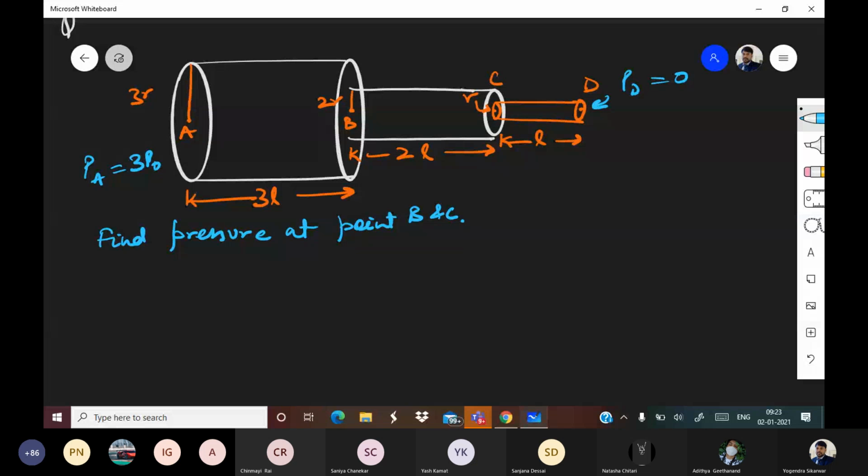Tanmay is still floating in money. Tanmay is saying 648 P upon 251. Okay. Amod is saying PC is equal to 81 upon 32. PB is equal to 243 upon 97 P naught.